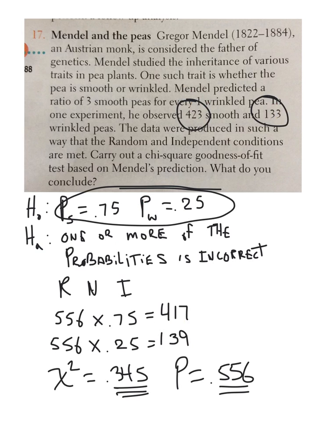We would not say that this is correct. We would say we don't have enough evidence to say that it's not correct. There we go. Fail to reject the null hypothesis. Done.